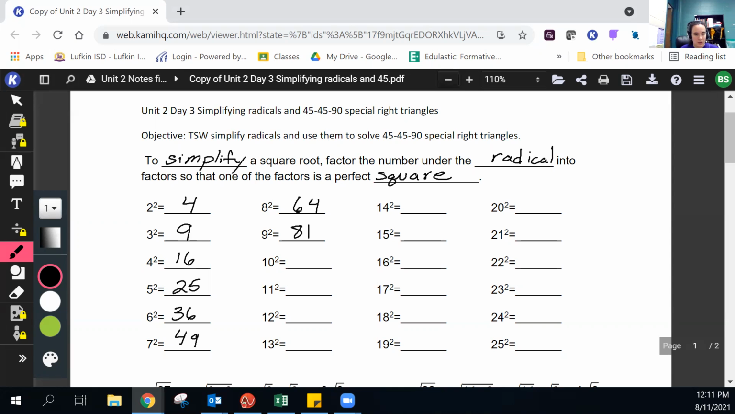10 squared, 10 times 10 is 100. 11 squared, 11 times 11 is 121. 12 squared, 12 times 12 is 144. 13 squared, 13 times 13 is 169. 14, 14 times 14 is 196. 15, 15 times 15 is 225.